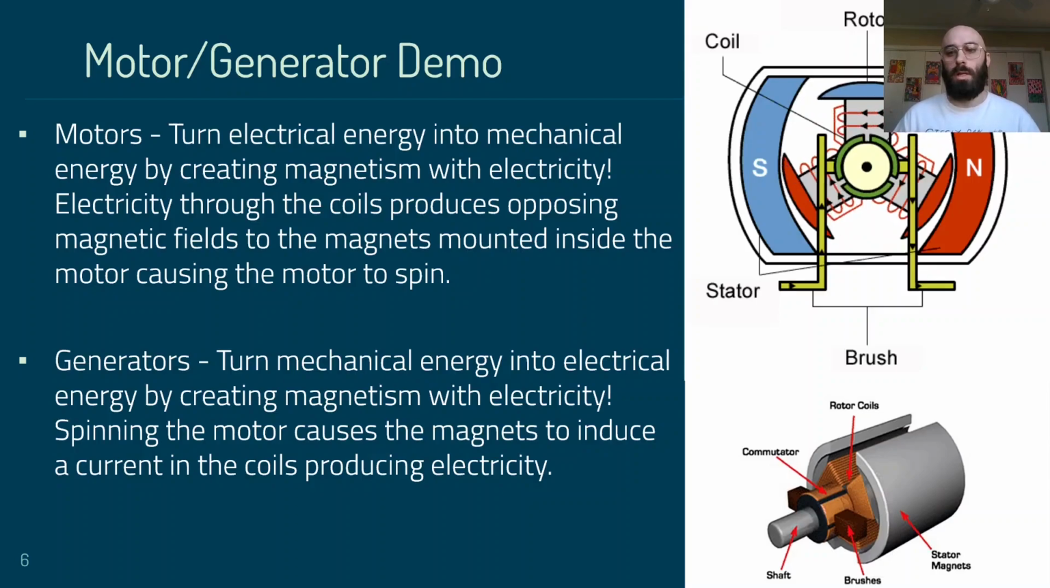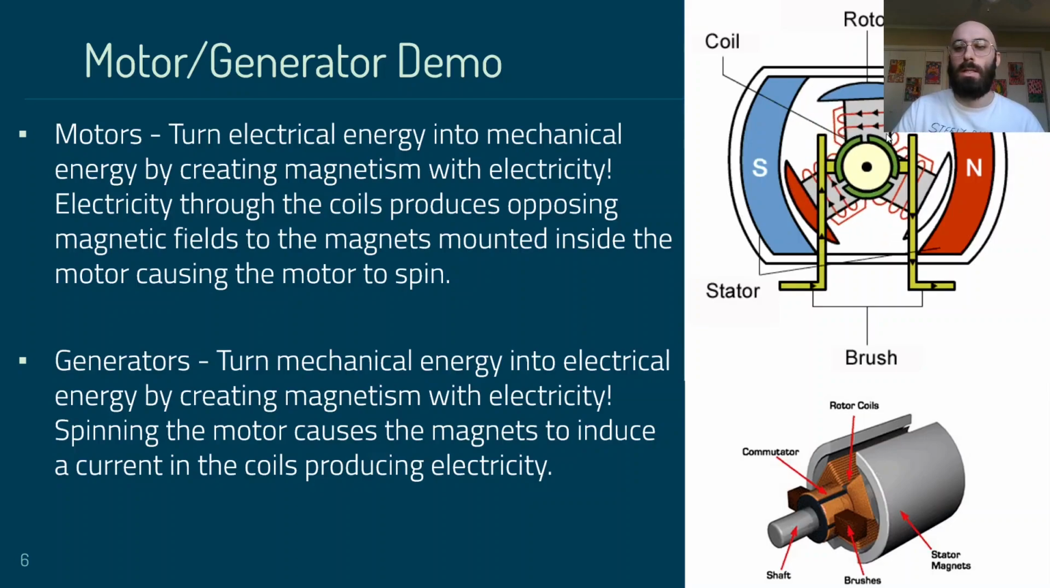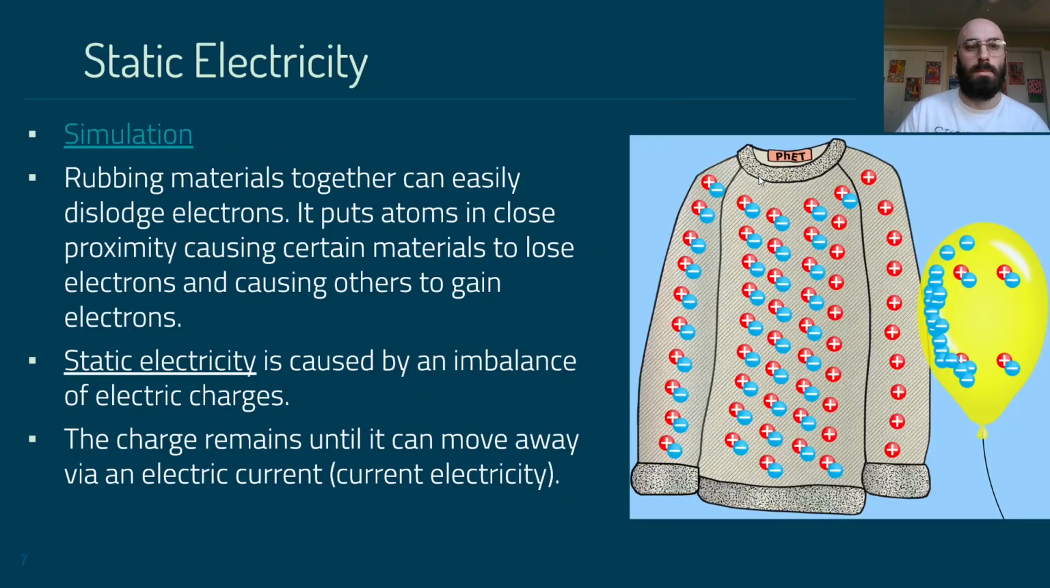A motor is just using electrical energy and turning it into mechanical energy, and a generator is using mechanical energy and turning it into electrical energy. But both of those things are doing it through the magnetism of these coils and the permanent magnets mounted inside of the case. All right, so let's talk about electricity more specifically here, right?